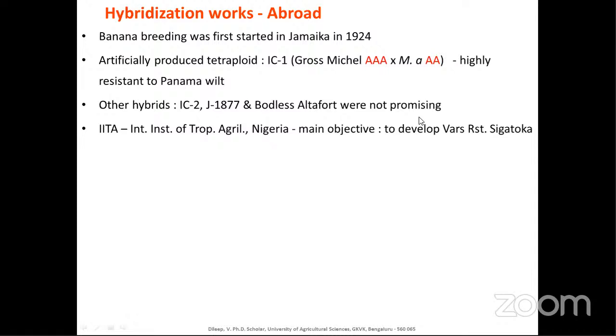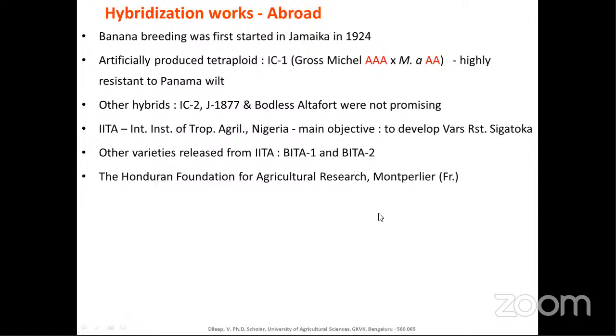Hence nature has got biodiversity within it. There are several species that are restricted to several locations. And so, monoculture is not the thing, okay? So I'm diverting, so no need of all those things. So other varieties released from IITA, that is BITA1 and BITA2. So this is one of the important institutes. One of the questions was asked actually, where is the headquarters of this Honduran Foundation for Tropical Agriculture, that is FHIA, Fundación Hondureña de Investigación Agrícola, that is the Spanish name actually.